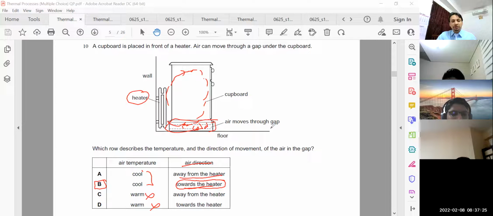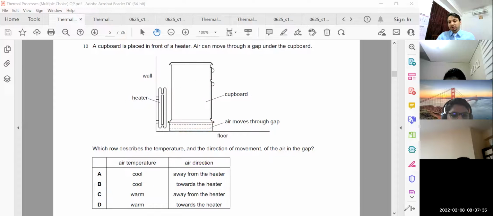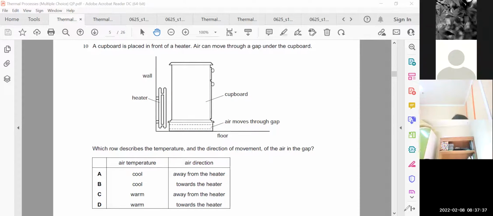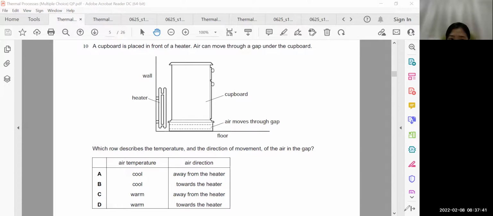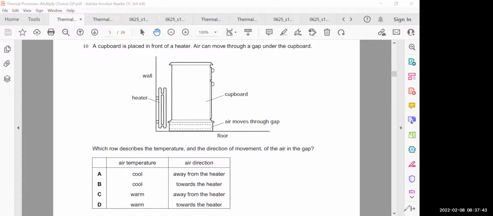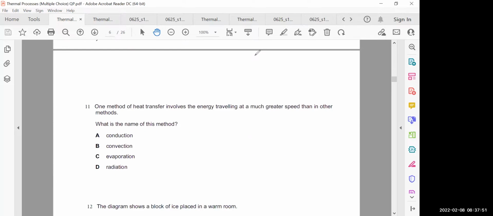There is one more student. Chavila said 10B. Kim said 10B. And Jennifer also 10B. Good. Rest of the students, Harsh, you are not sending your answer. Charvi, Arjun, Trisha, Satwik, Kevin, Natania, all of you, please keep sending your answer. Next question number 11.